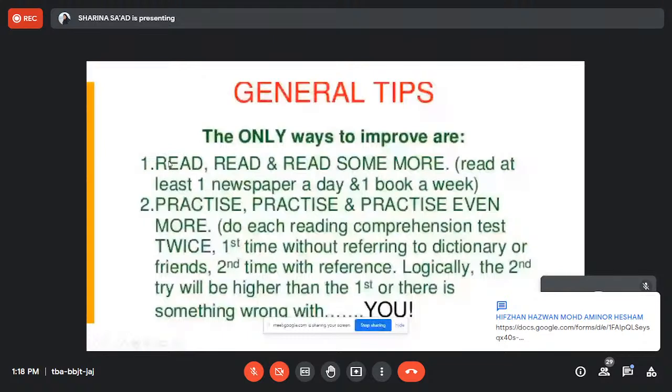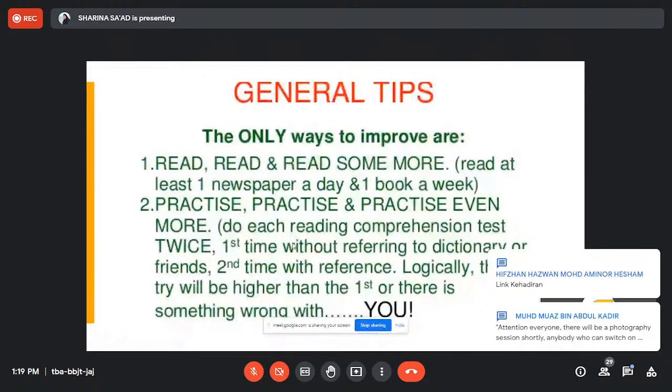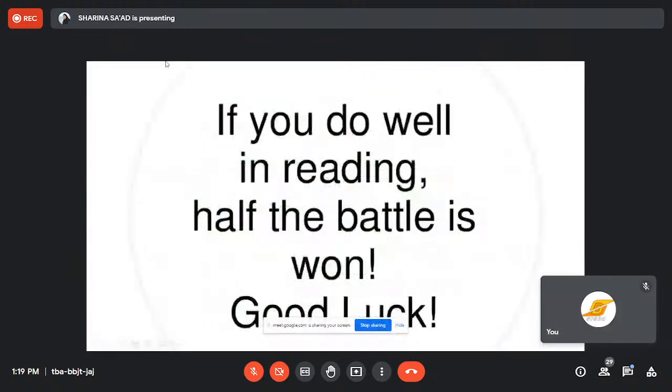Practice. Do more practice before you sit for MUET. Remember, the one who is going to sit for MUET is you, not me. So you have to do practice. You can get help from your lecturers, those who are willing to help you. If you do well in reading, half the battle is won. So I wish everybody good luck for your MUET examination.